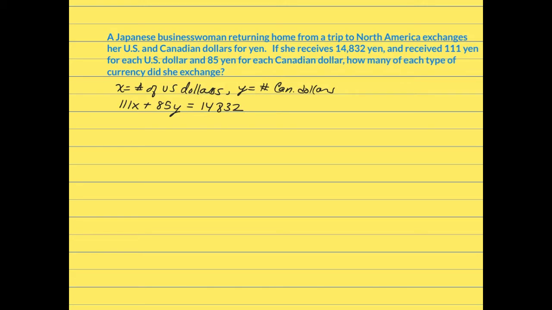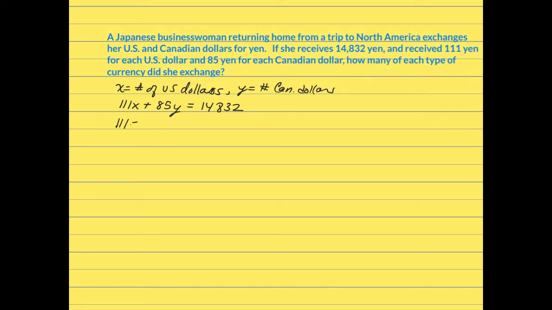The first thing we need to do is use the Euclidean algorithm to find the GCD of 111 and 85. We need to assure that that GCD divides evenly into 14,832. If it does not, then there is no solution to this problem, or no integer solutions to this problem.